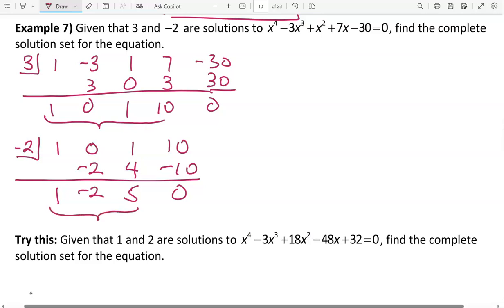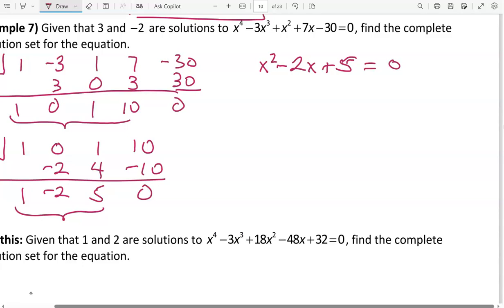So this is the remaining factor after we've divided by x minus 3 and x plus 2. I'm going to set that factor equal to 0 to find the remaining solutions. We'll find a remaining 2 solutions here. And this time let's use the quadratic formula.